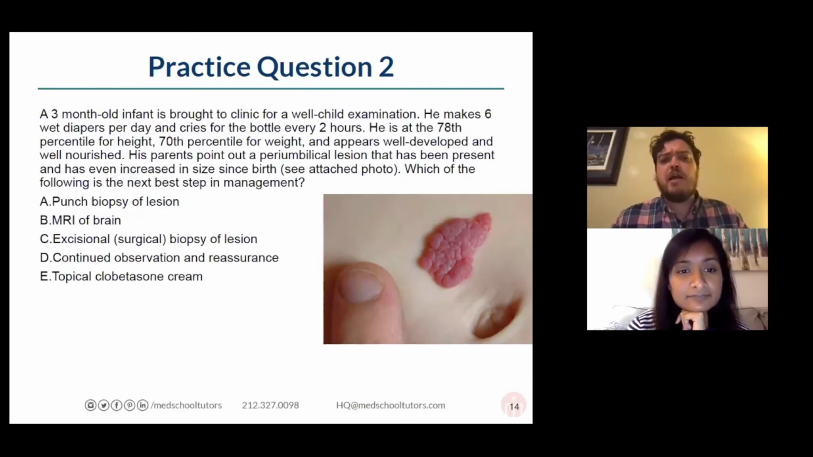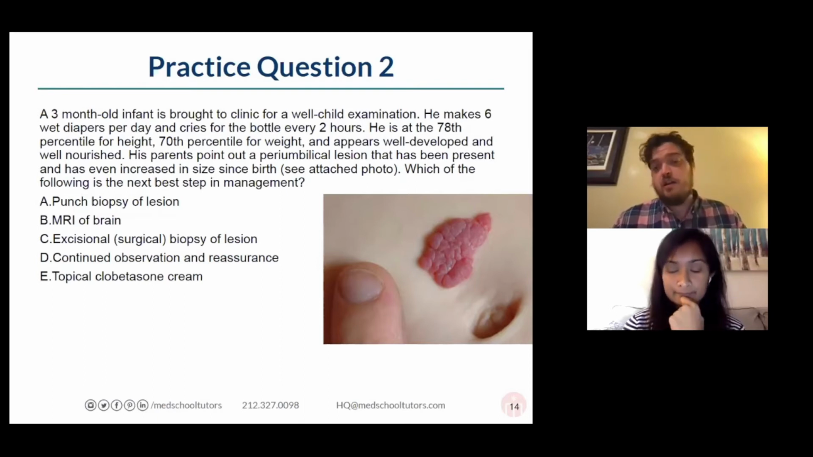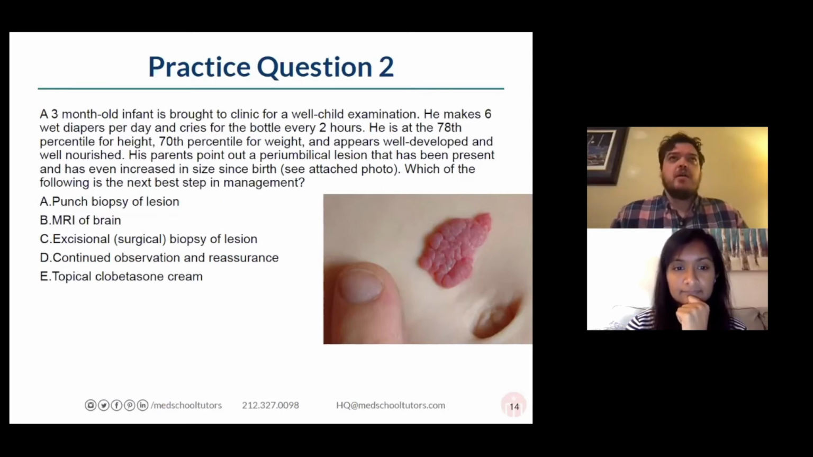His parents point out a periumbilical lesion that has been present and has even increased in size since his birth. And we see that in the attached photo. Which of the following is the next best step in management? So as I think about this, and I'm thinking through our algorithm here, the next best step in management question, I'm going to try to approach this in a reproducible way.